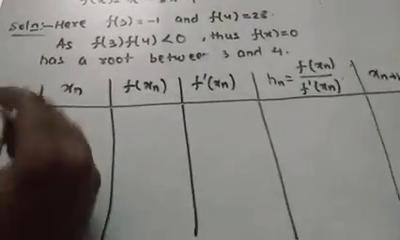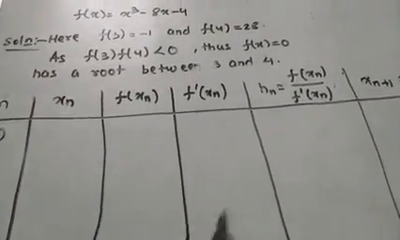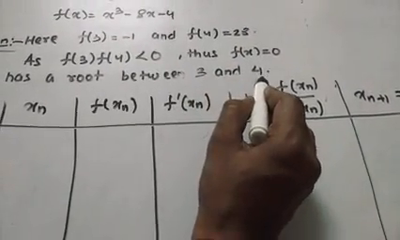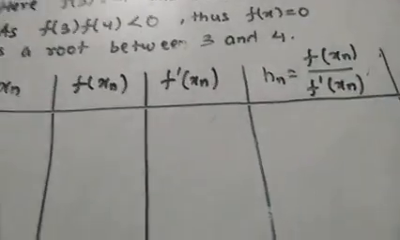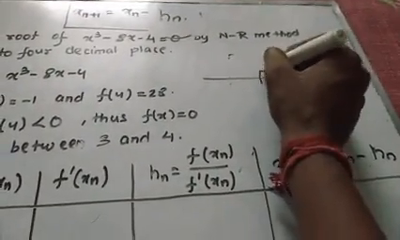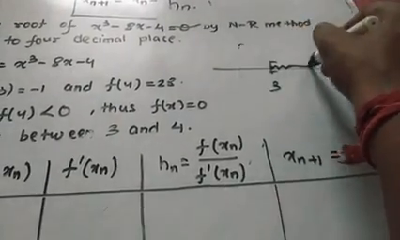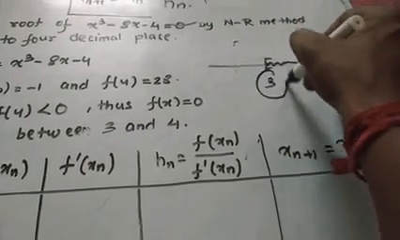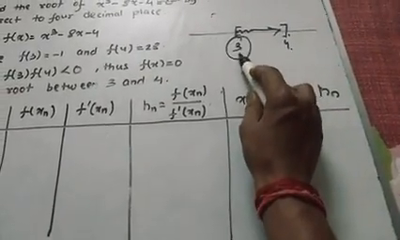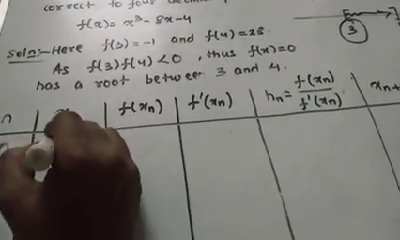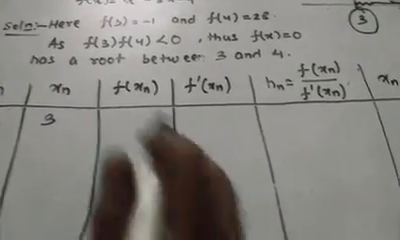So initial step 0. Now what was the interval where the root lies? The interval is 3, 4. So the interval starts from 3 and goes up to 4. So we will start our table for the Newton-Raphson. We will always start our iteration from this point 3, the initial point. What was the initial point here for this table? 3.